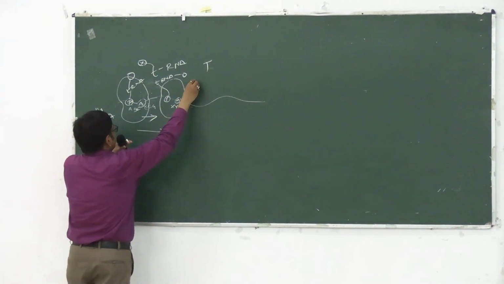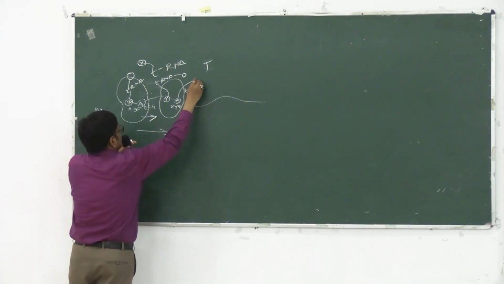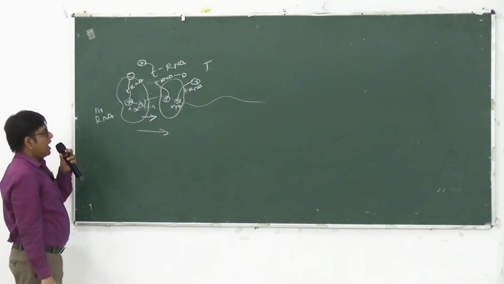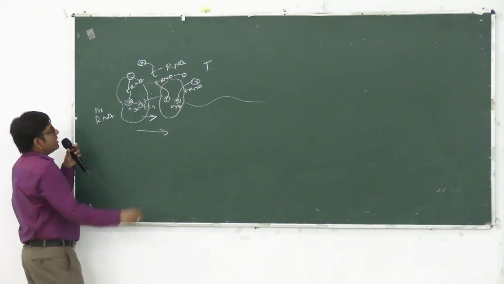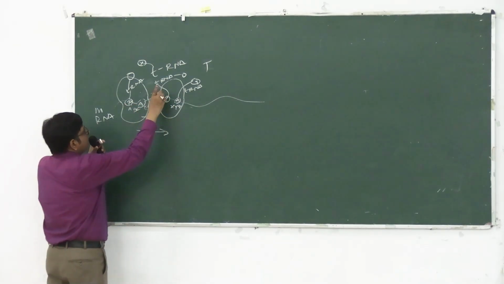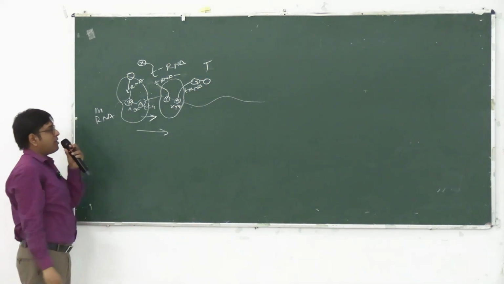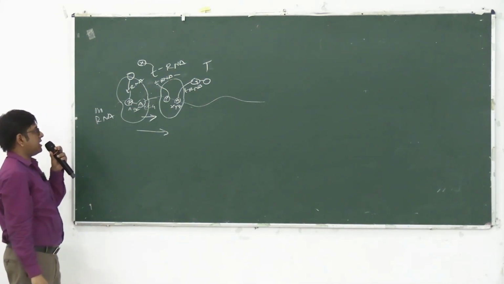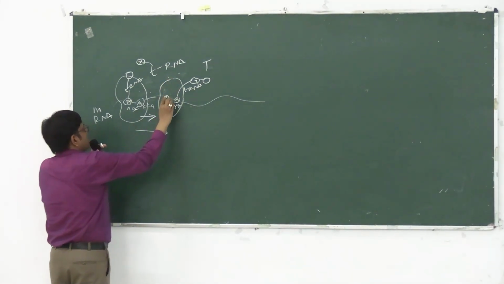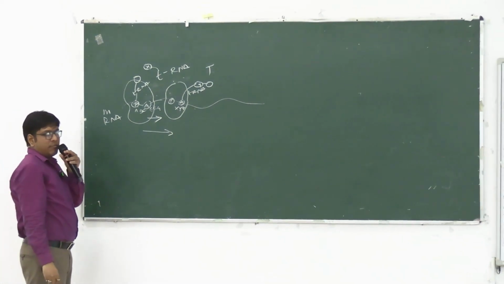Now a tRNA carrying amino acid T will come and bind to this site. And after that, what happens is the earlier tRNA, which is now in the P site, releases its amino acid, and this amino acid joins the second amino acid in the A site. And this tRNA simply goes away, making the P site empty.